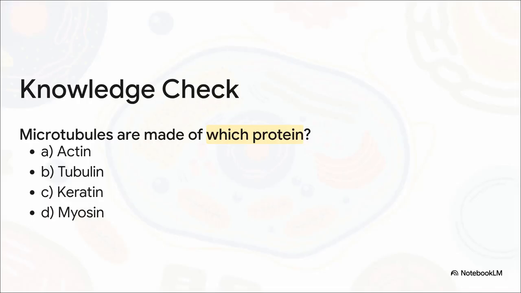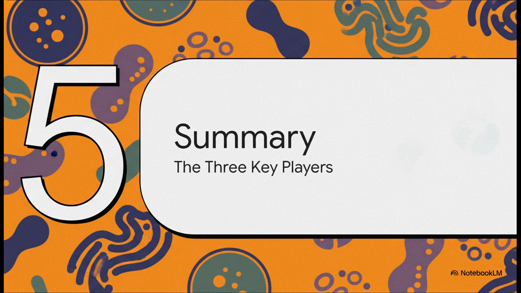And for our final question, microtubules are made of which type of protein? The correct choice here is B, tubulin. Remember, actin makes microfilaments, and keratin is the main component of intermediate filaments. Great job on that. Excellent work, everyone.